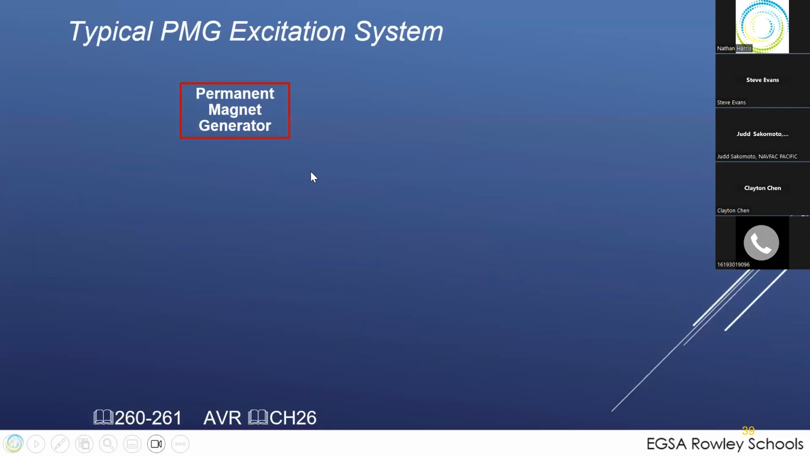So functionally, diagrammatically, it looks like this. You have a PMG somewhere. Typically, this PMG is 240 volts at maybe 6 or 7 amps. It's not huge, but it's a permanent magnet generator. You spin it and it produces power, no control. What you see is what you get as far as voltage. So that's AC. It feeds the AVR.